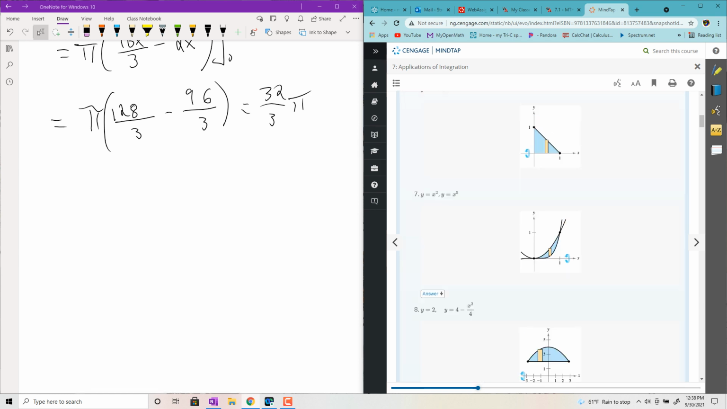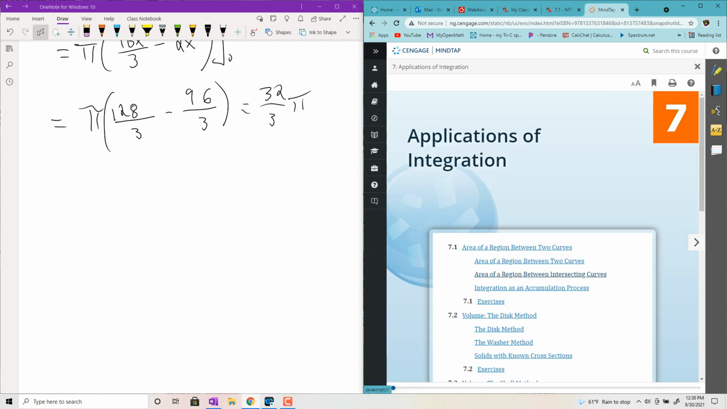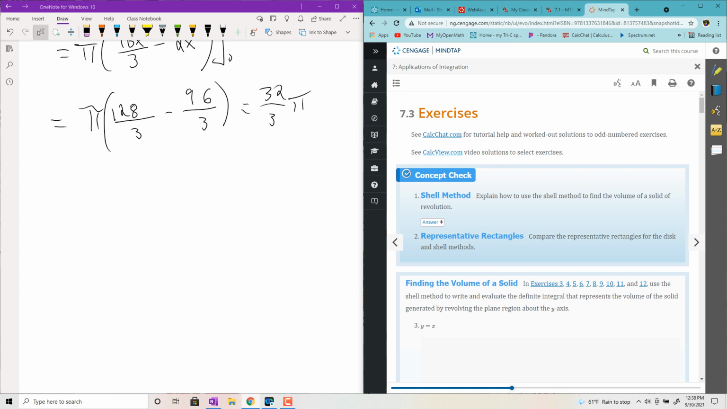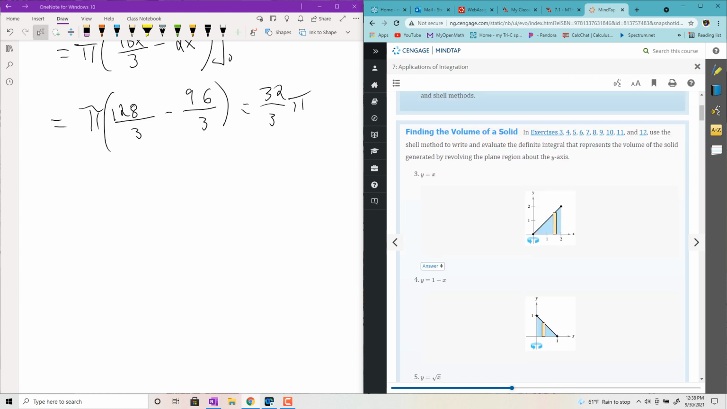7.3 then, we're getting into the shell method, and let's take a look at some of those problems. Again, I'm only going to be worrying about x-axis and y-axis rotations. The formula for this shell is a little bit different, right? It's 2 pi integral. We'll have some radius function in terms of x or y, and then you'll have some height function in terms of x or y, and then integrated with regards to whatever variable. So you have to identify rho and h.